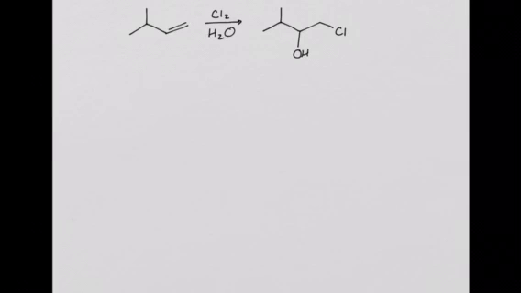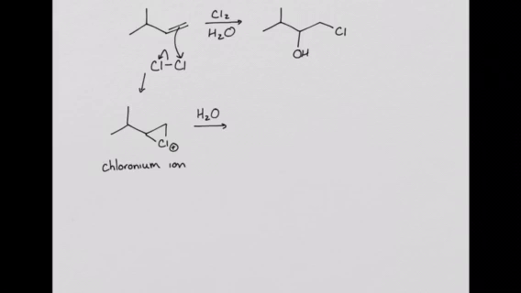Now let's look at a specific example. If we treat this alkene with chlorine and water, we get the following product. Now let's look at the mechanism for this reaction. In the first step, the alkene attacks the halogen, kicking off the chloride leaving group. This forms the chloronium ion. Next, this chloronium ion is attacked by water.